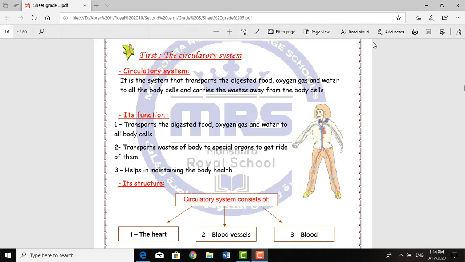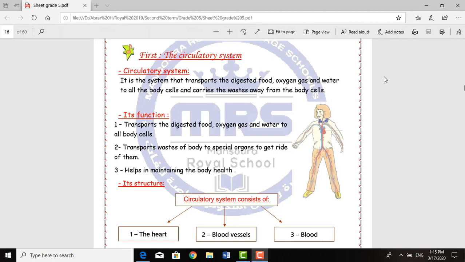Hello my dear students. Today we will talk about the human circulatory system in this lesson for grade 5, unit 2, lesson 1. Before we talk about the circulatory system, let's remember what we studied last year in grade 4: the digestive system and the respiratory system.